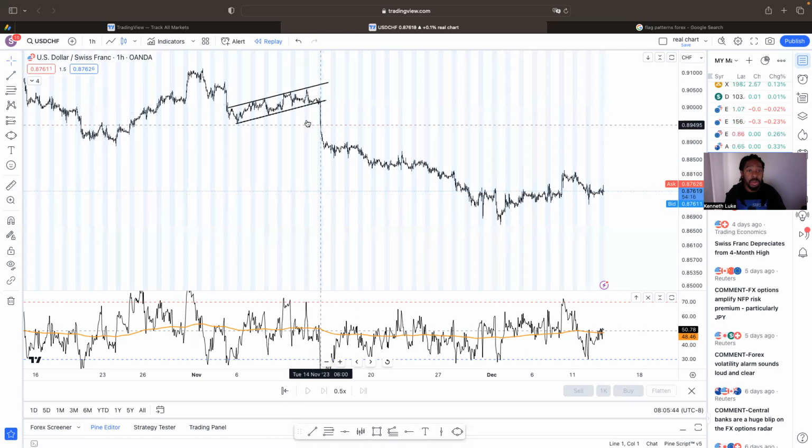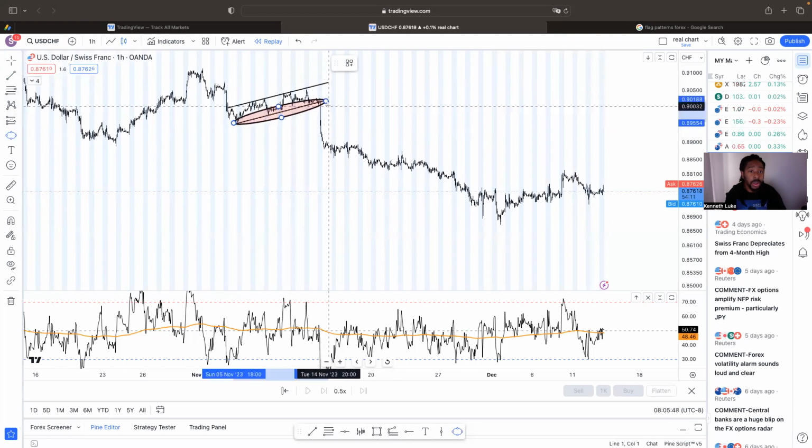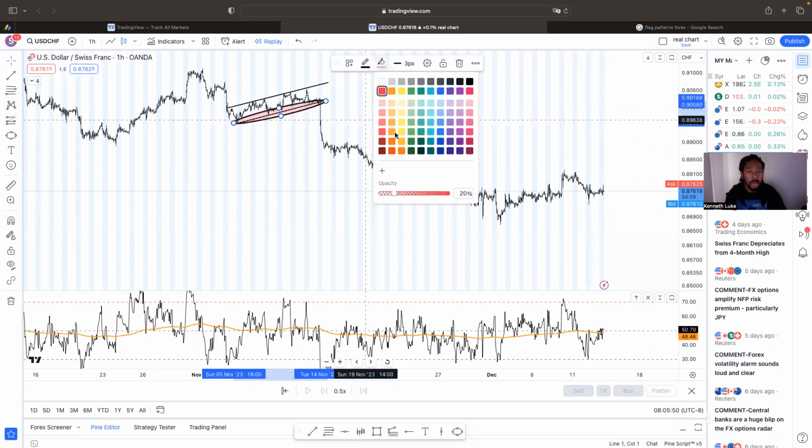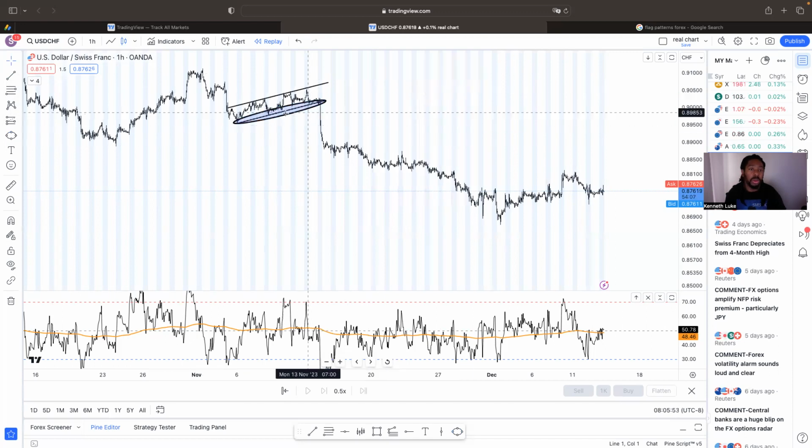You have to wait for price to break these barriers. You've got to wait for price to break this whole area of support before acting. Because what if it got back to here? What if it got back to there and it did this?